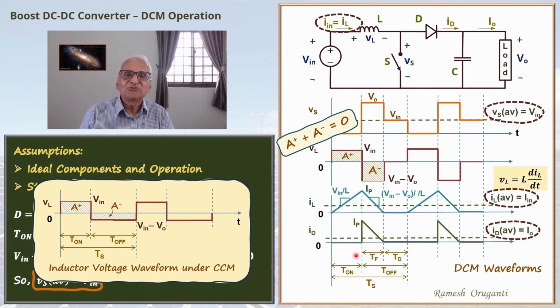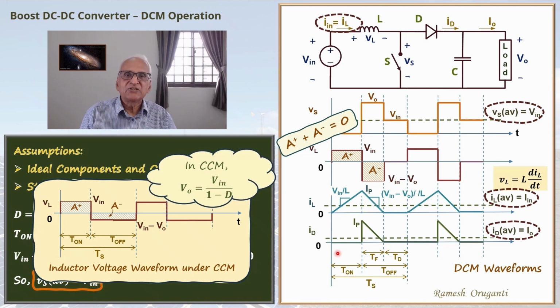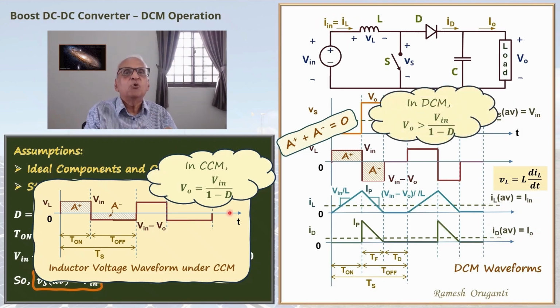Think about it carefully. What that means is the magnitude of V in minus V naught must be more in discontinuous conduction mode compared to the CCM operation, or the V naught should be larger. In the case of continuous conduction mode, by applying volt-seconds balance, we can get V naught equals V in by 1 minus D. In DCM, V naught will be more than V in by 1 minus D. It has to be more in order to achieve the volt-second balance.